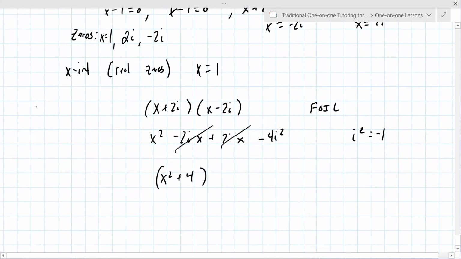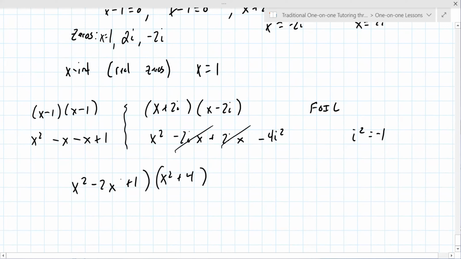And then we're going to FOIL x minus 1 times x minus 1. So that gets you x squared minus x minus x plus 1. So that's x squared minus 2x plus 1. And then you have to multiply again here.